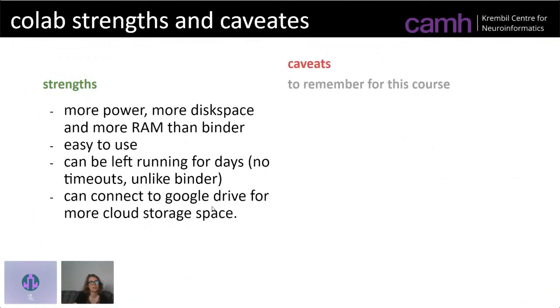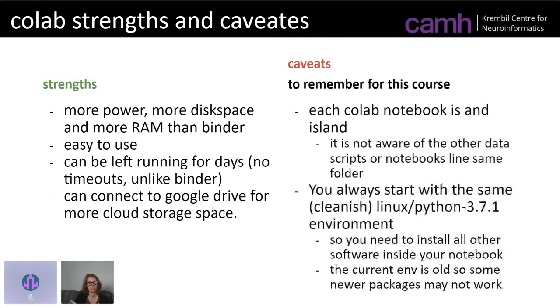There are some caveats, especially caveats that are important to remember for this course. The first is that each Colab notebook is its own island. Every Google Colab notebook does not know about the other notebooks that exist in the same repo. So it doesn't know about everything else that exists in the GitHub repo when you open it from GitHub. It doesn't know about any data that might be sitting in the same folder. So any data or other code needs to be linked explicitly.